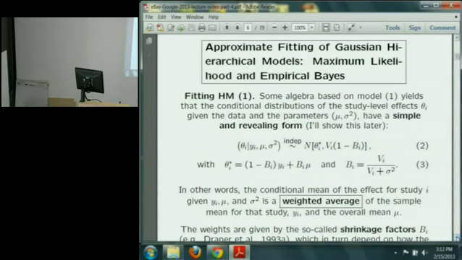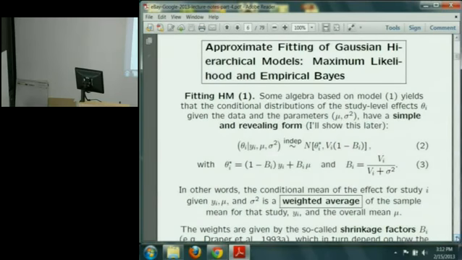That's right. And so what's happening is the conditional mean of the effect for study i, given the data and the mu and the sigma squared, is a weighted average of the sample mean for that study and the overall mean mu. And the amount of weight each one gets has a simple and also revealing form. These b sub i's are called shrinkage factors, and they're formed by the second expression in equation 3.